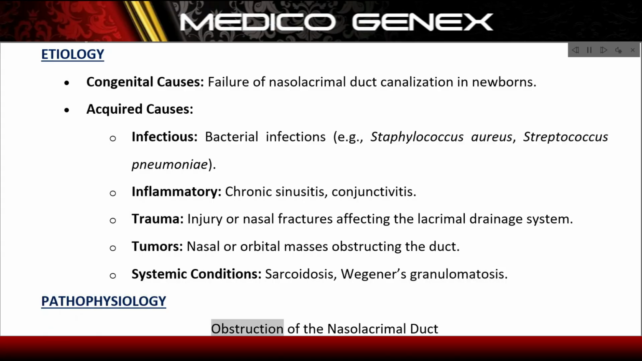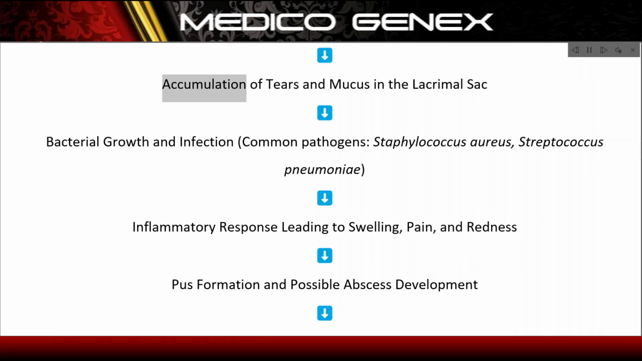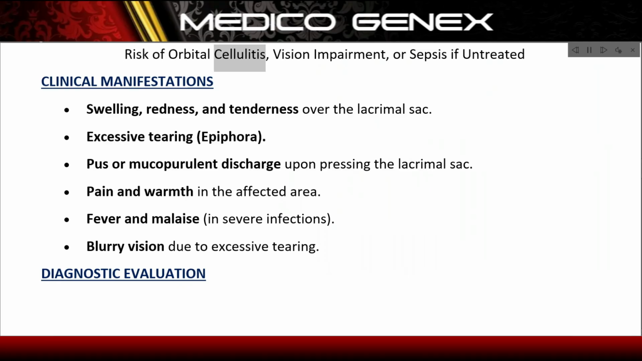Pathophysiology. Obstruction of the nasolacrimal duct. Down arrow. Accumulation of tears and mucus in the lacrimal sac. Down arrow. Bacterial growth and infection, common pathogens, Staphylococcus aureus, Streptococcus pneumoniae. Down arrow. Inflammatory response leading to swelling, pain, and redness. Down arrow. Pus formation and possible abscess development. Down arrow. Risk of orbital cellulitis, vision impairment, or sepsis if untreated.